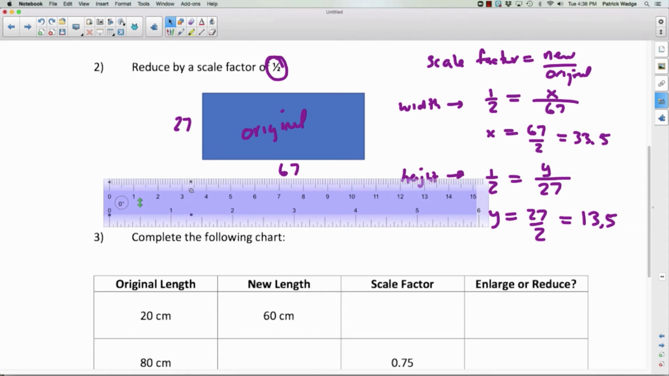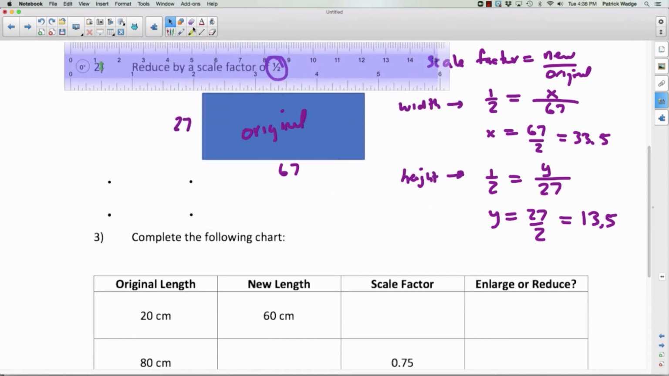Get rid of the ruler. Get my line making machine here and connect these here, here, here, and here, and we have done it. This is a reduction of 1/2 from the original. So this is our new, or our image.